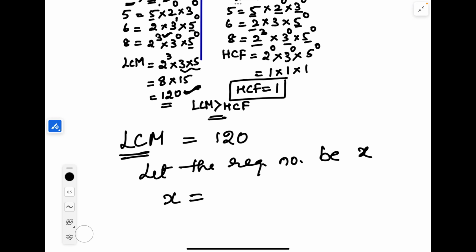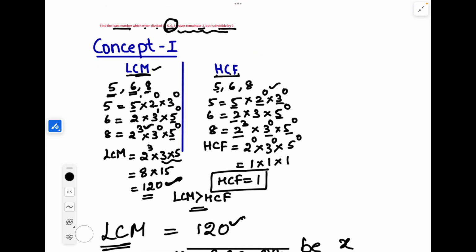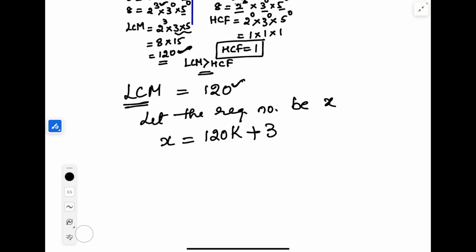X is equal to LCM into some constant k that can be any positive real number, plus what is the remainder here? The remainder is 3. This is the general form. So now keep the values of k in such a way that the final answer is divisible by 9.